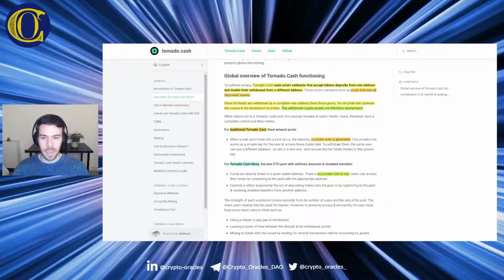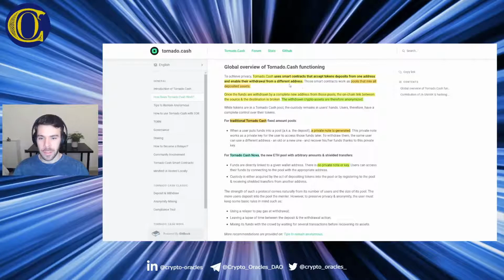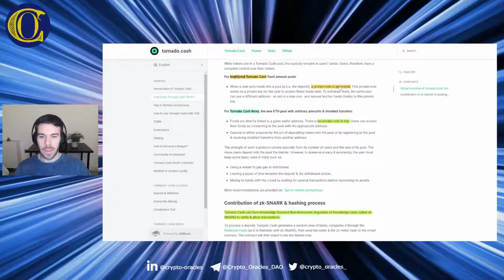So, taking a bit of a look into the details of how Tornado Cash works, it uses smart contracts that accept token deposits from one address and enable their withdrawal from a different address. And the smart contract works as a pool that mixes all the deposited assets. You basically have a big pool, you deposit your token, you get given a note, and then on the counterpart, you can give the note, and they can access those funds in the pool using the same note. Tornado Cash uses a private note that gets generated and works as a private key to access the funds.